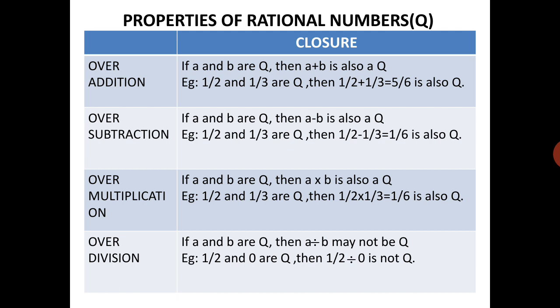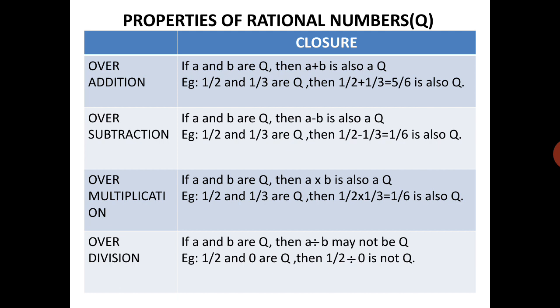So closure property holds true for addition. Now let's move to the next, that is subtraction. If A and B are rational numbers, then A minus B is also a rational number. That means when you have been given two rational numbers, in this case I have taken the example as 1 by 2 and 1 by 3 again. And when you subtract them, that is 1 by 2 minus 1 by 3, you get the solution as 1 by 6. And 1 by 6 is another rational number. So we can say that closure property holds true over subtraction also.